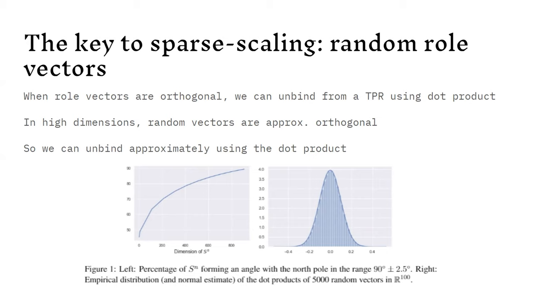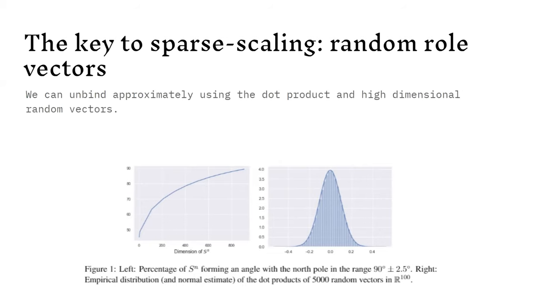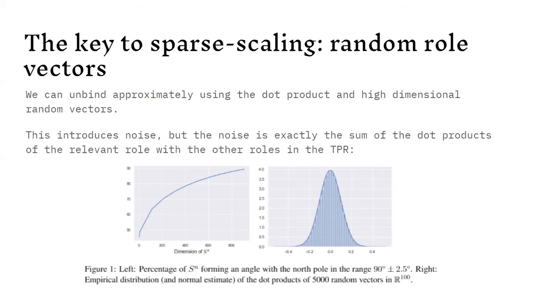On the right, we can see the actual empirical distribution. If you take 5,000 random vectors in R100 and we compute the dot products, you get a normal distribution, I believe with standard deviation 0.1. And the standard deviation decreases the larger the dimension is, centered at zero. So you can see you're very, very rarely getting dot products larger than 0.2, which may be close enough to zero for approximate unbinding. So we can unbind approximately, but this is going to introduce noise.